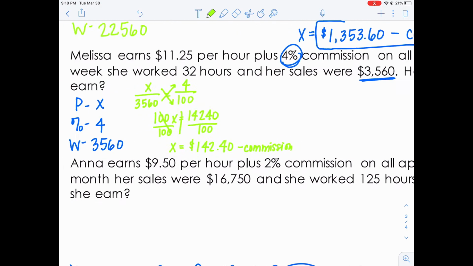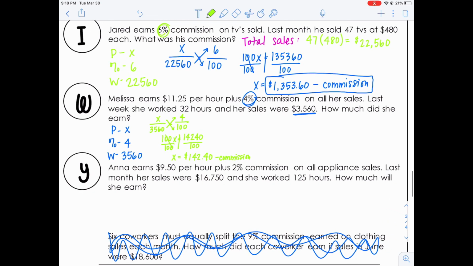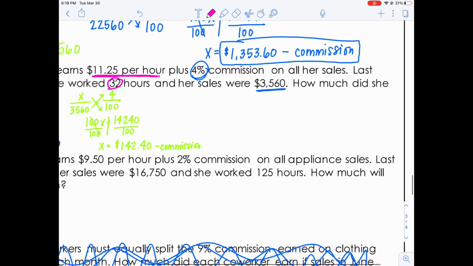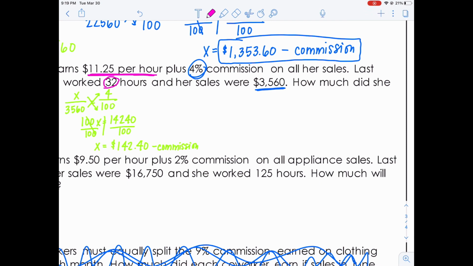The question asks what is the total amount that she's earning. So now that you know how much she earned in commission, you have to figure out how much money she got for using her hourly rate. So she makes $11.25 per hour, and she worked for 32 hours. So to calculate the money that she makes for her hourly rate, we're going to take how much money she makes per hour, which was $11.25, and we're going to multiply it by how many hours she worked, which was 32.